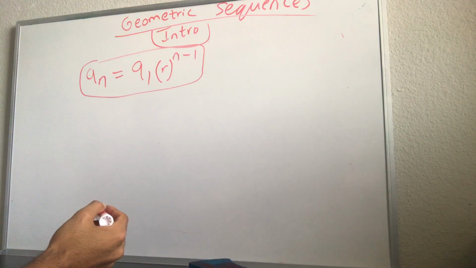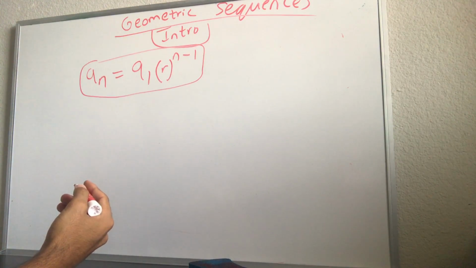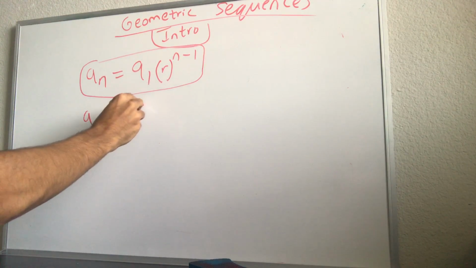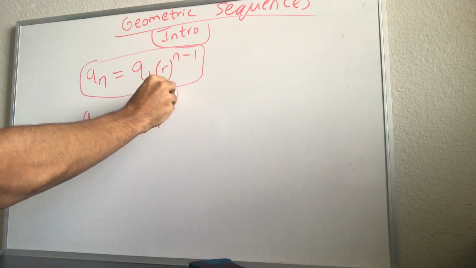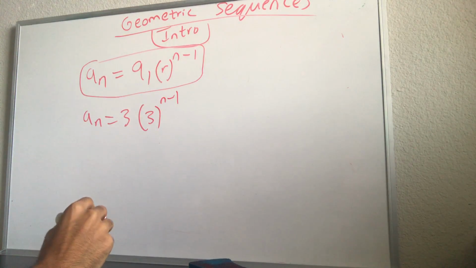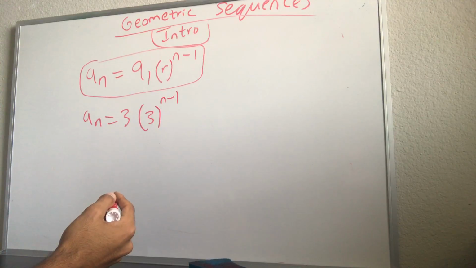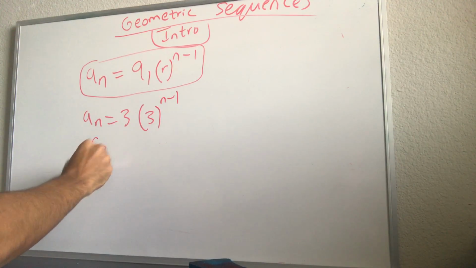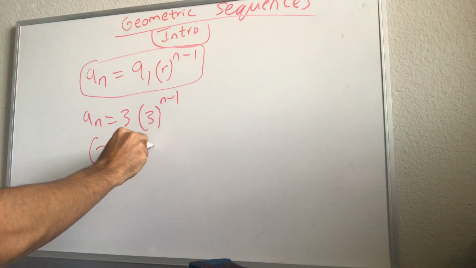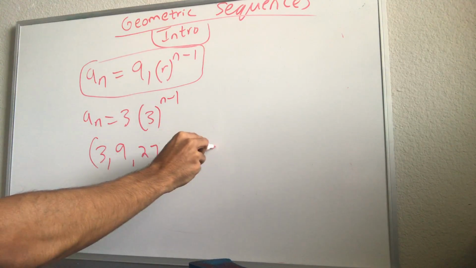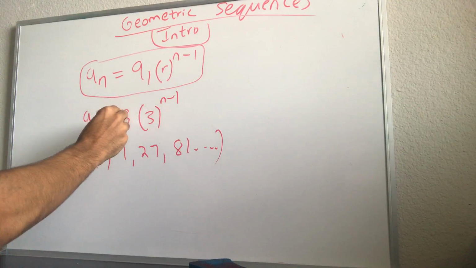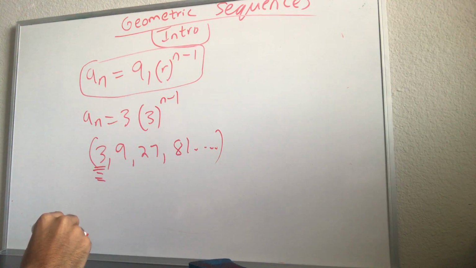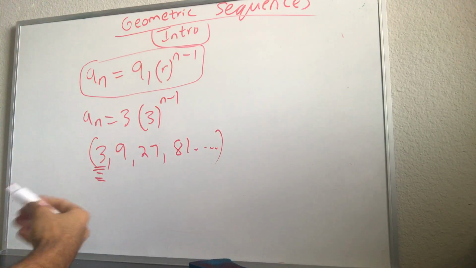So for instance, let me give you an example. A(n) is equal to 3 times 3 to the power of n minus 1. Now if we think about this, our sequence here is 3, 9, 27, 81. And so you see that 3 here is A1 because 3 is the first term. And then R is your common ratio.